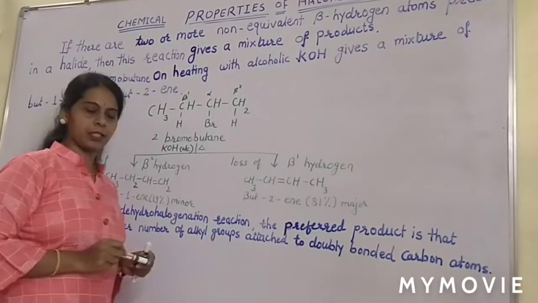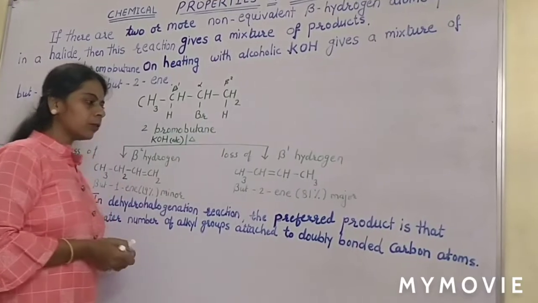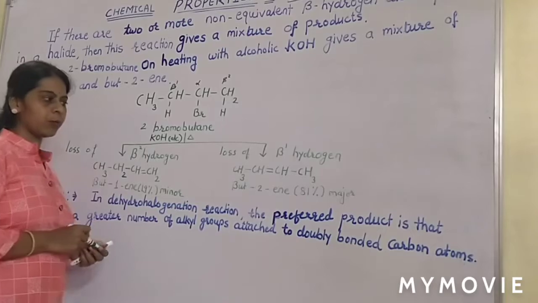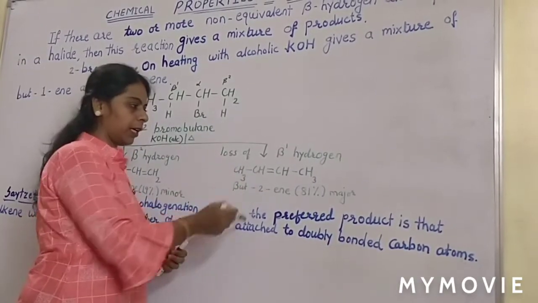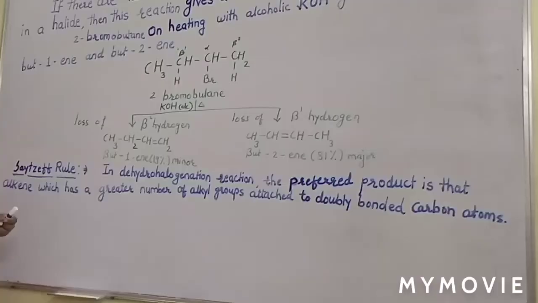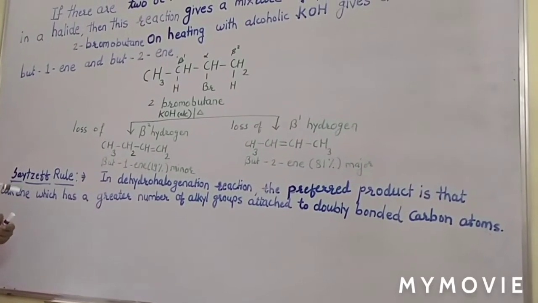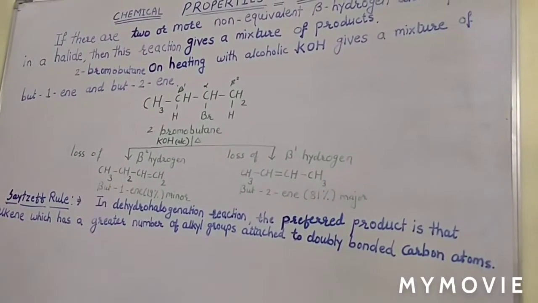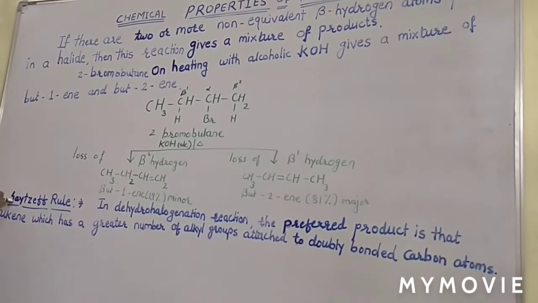Now the multiple bond is present on the second carbon atom, so this is the structure of but-2-ene. Now the percentage of this: 19% of minor product is formed here, and but-2-ene, that is the secondary product with the multiple bond on the second carbon atom, is 81%, meaning it is the major product here. So 81% is the major product, but-2-ene, and 19% is the minor product, but-1-ene, formed according to Saytzeff rule.